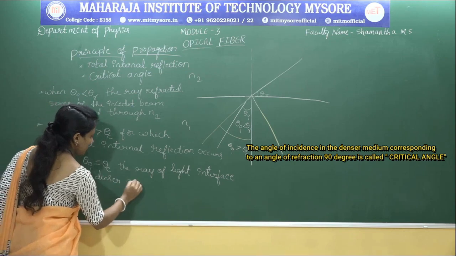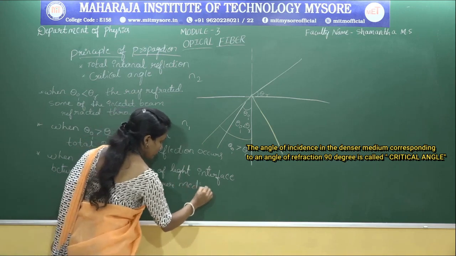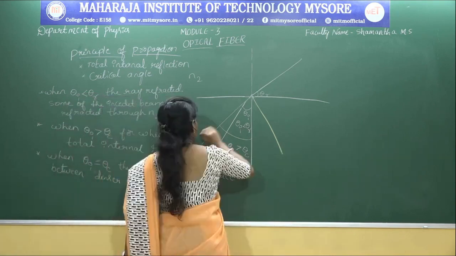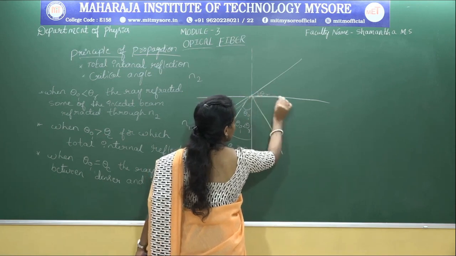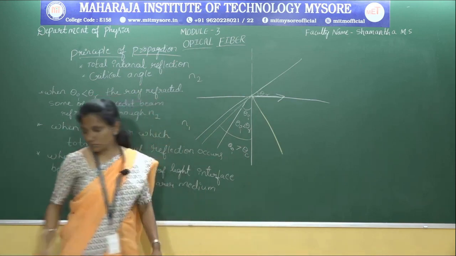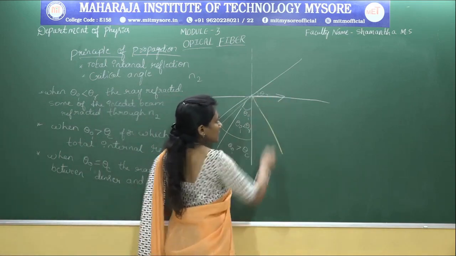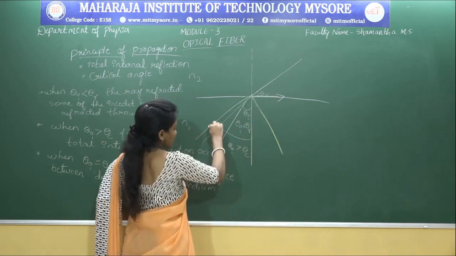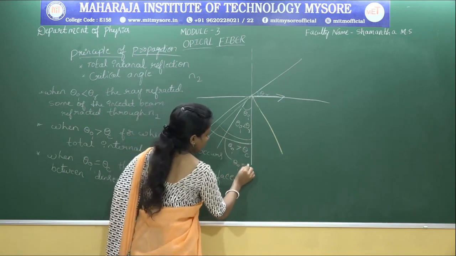Denser and rarer medium. Interface between the denser and rarer medium. So, the ray of light which interfaces between the denser medium and the rarer medium, for which the angle of incidence is equal to the critical angle.